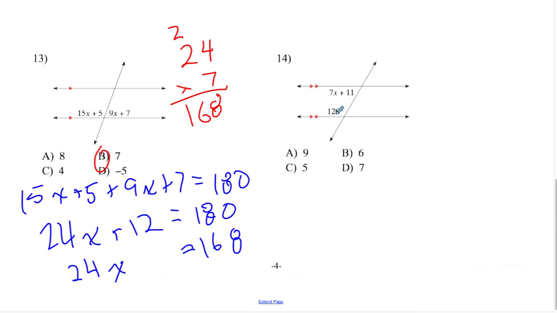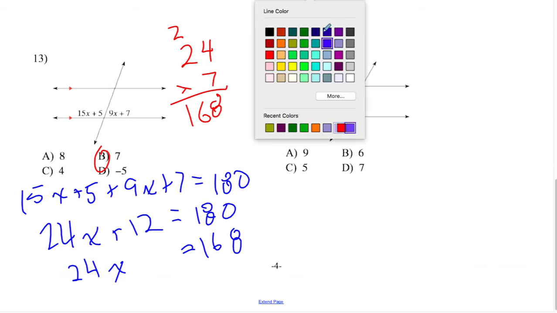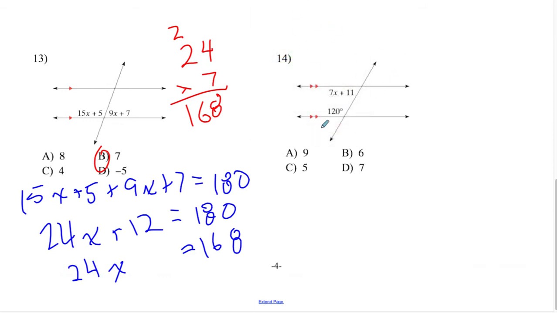Number 14, again, I have a big angle and a small angle. Whenever I have a big angle and a small angle, I add them and set it equal to 180 degrees. So here I go. I'm going to say 7x plus 11 plus 120 is equal to 180. Oh gosh, handwriting's so bad. I hate it when you hit Command Z and it just undoes everything. This program is a little bit weird.